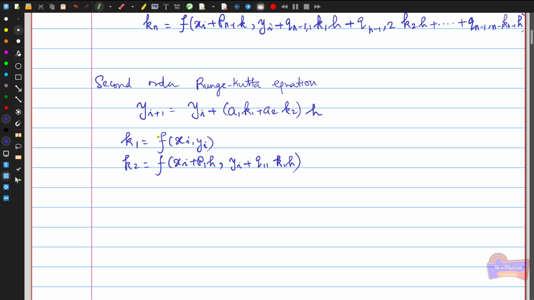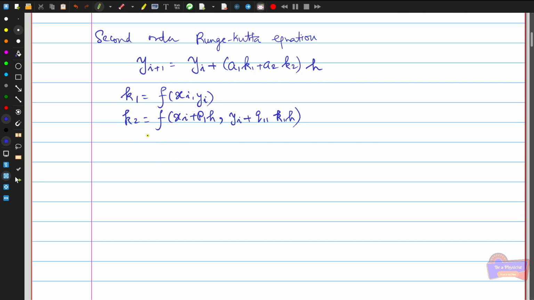Once you derive the second order Runge-Kutta method, you can easily calculate the values of a1 and a2, and similarly p1 and q11. a1 plus a2 will be equal to 1. Similarly, a2 p1 is equal to 1 by 2, and a2 q11 can also be written as 1 by 2. Using these equations, I can write the second order Runge-Kutta method.